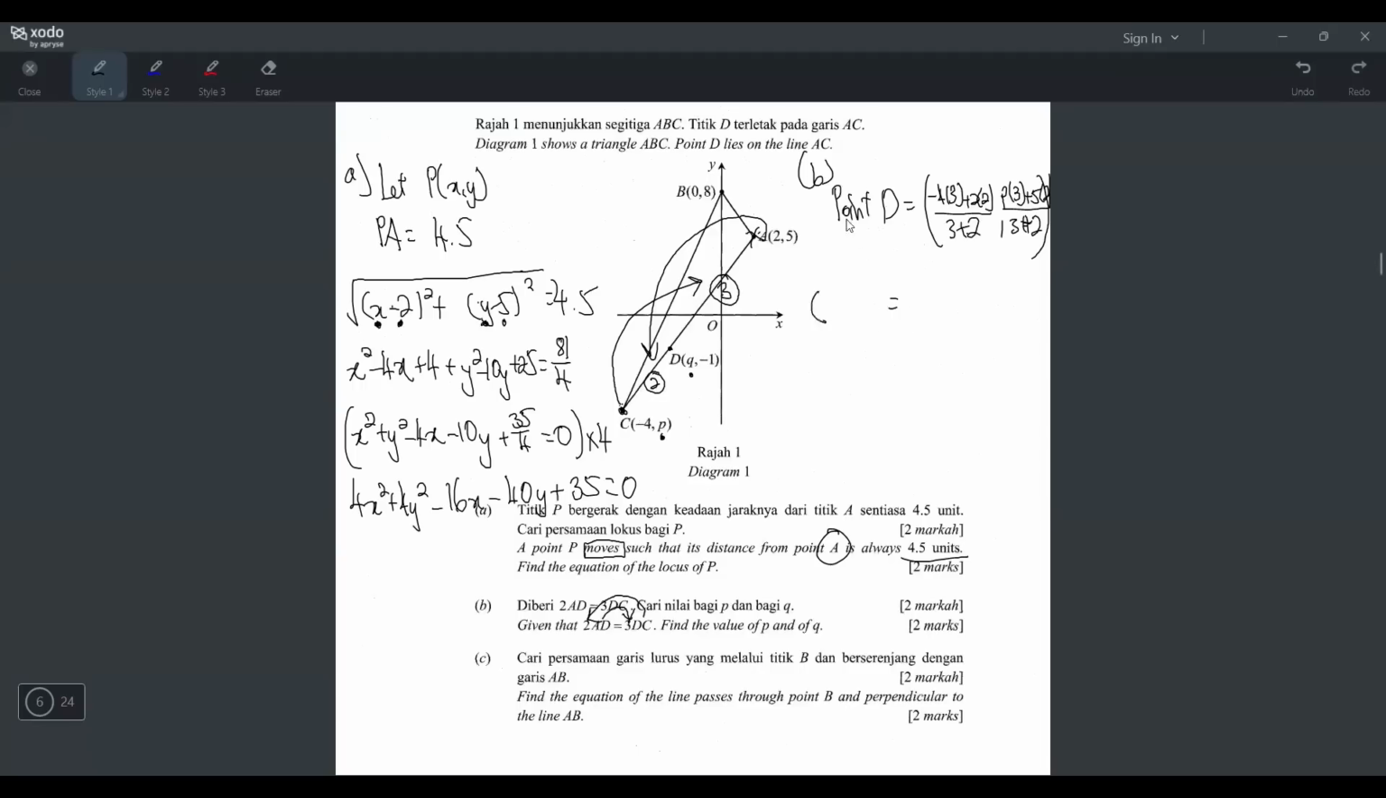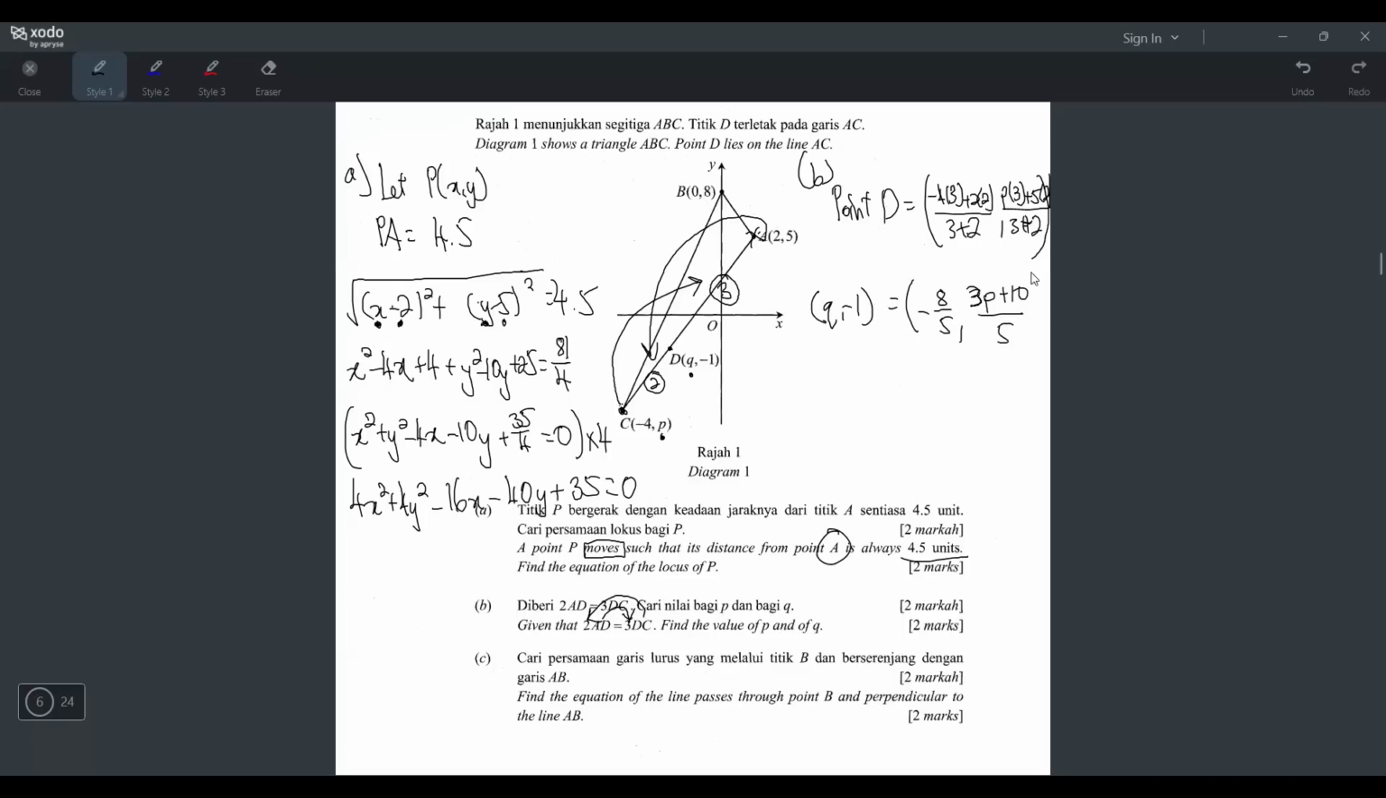Okay, point D, we already have it. Although it's not complete, you can put it. Point D is Q, negative 1. And this one, we can just use calculator to simplify this. Negative 12 plus 4, negative 8, divide 5 is negative 8 over 5. Done. For the other one, it will be what? It will be 3P. 3 times P is 3P. And then plus 5 times 2, which is 10 over 5.